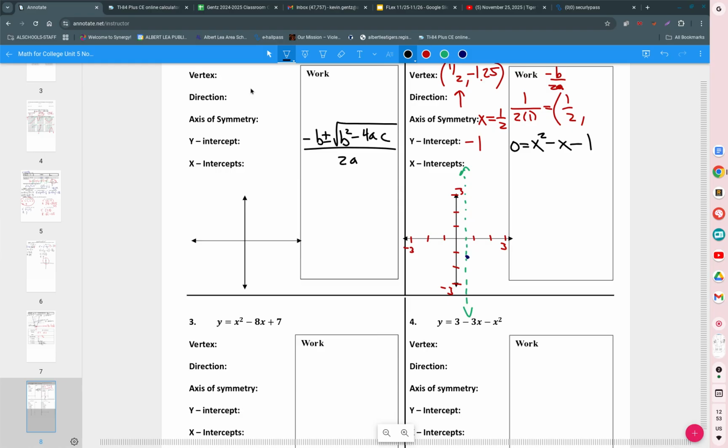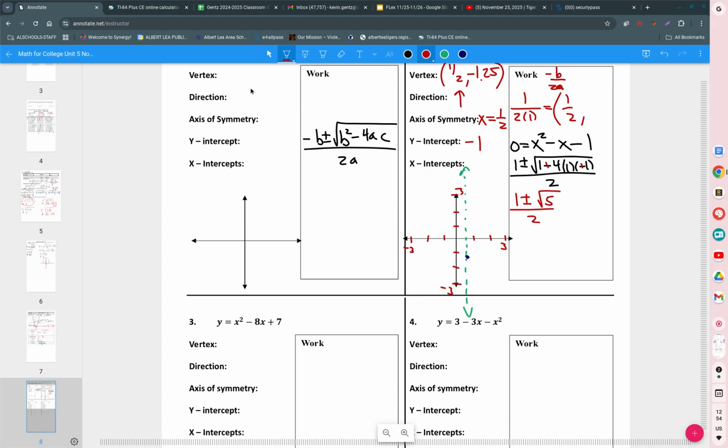So -b is +1 plus or minus the square root of. I square the b value to get 1 minus 4 times a is 1 and c is -1. All divided by twice the a value. I have 2 negative signs underneath the square root, so I will add those together. I get 1 plus or minus the root of 5 over 2. You'll be asked to write your answer both in simplest radical form as well as a decimal.